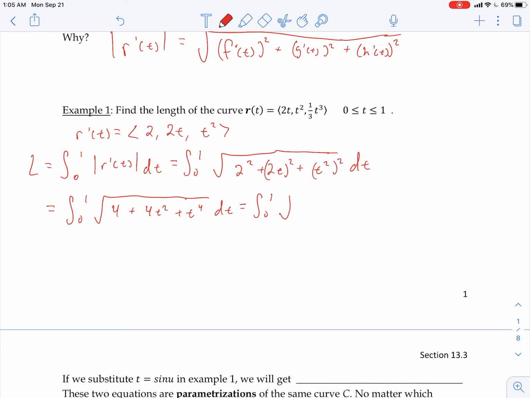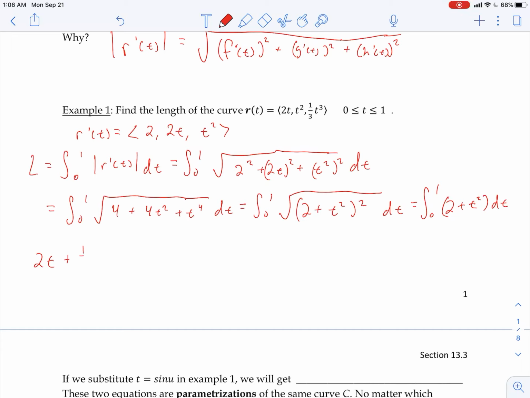Hopefully you know from algebra that we can factor 4 plus 4t squared plus t to the 4th. To factor that, we would just get (2 plus t squared) squared, dt. The nice thing about that is the square and the square root cancel each other out, so we're now just left with the integral from 0 to 1 of 2 plus t squared dt.